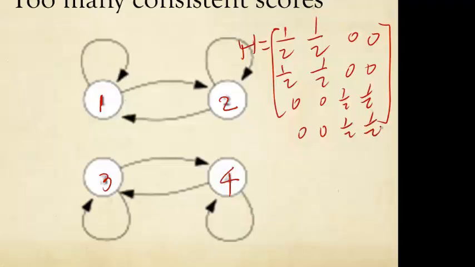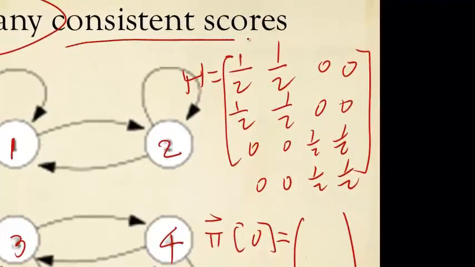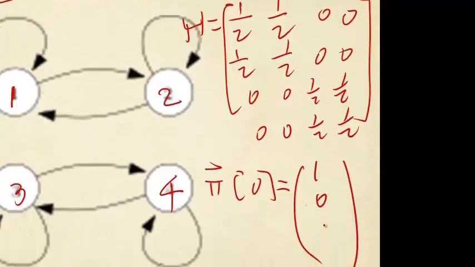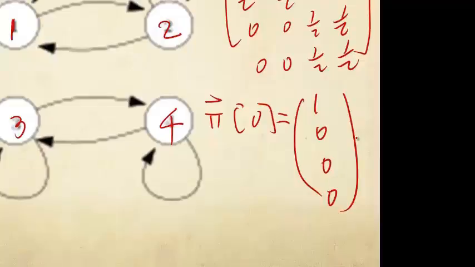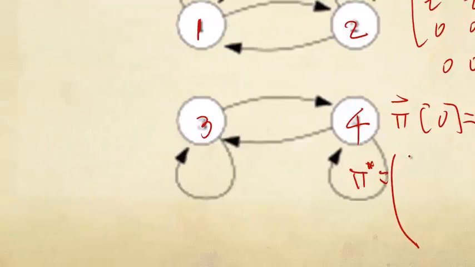And you can easily see that depending on what my initial pi vector is, I will end up with different importance score vectors. In other words, there is more than one consistent importance score vector. Indeed, if I start with, say, an initialization of 1, 0, 0, 0, then I end up with the importance score being half, half, 0, 0.